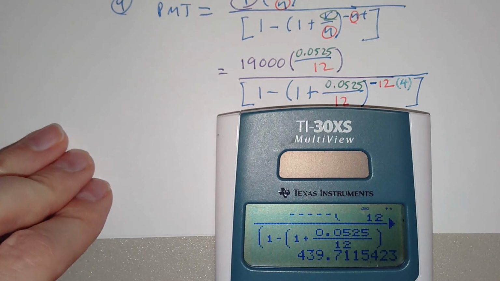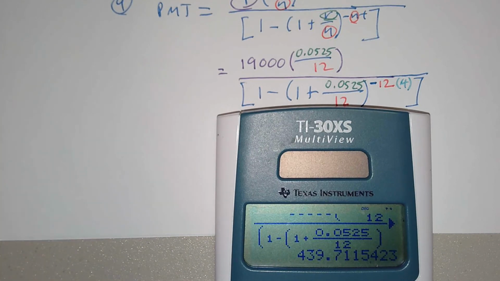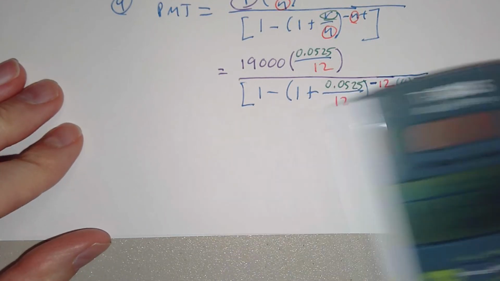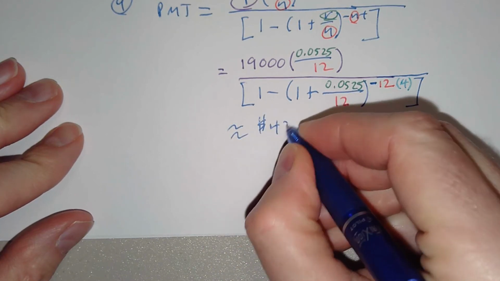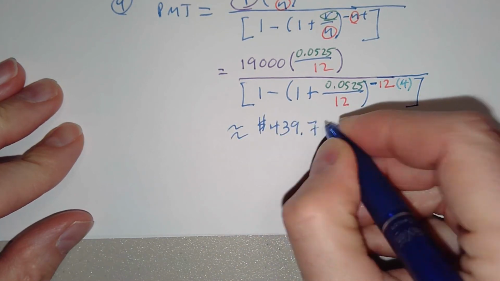And then again, sometimes in the directions, they might ask you to round up. And in problem number 9, they did not ask to round up. So we will just round it off as is. And we'll say $439.71.